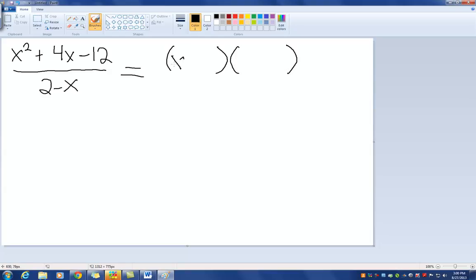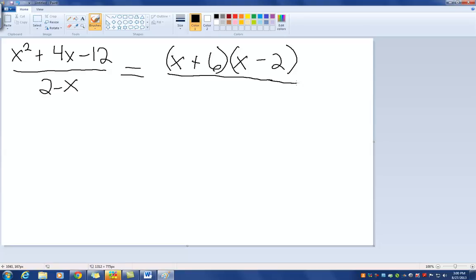The first terms have got to be x, and the lasts have got to multiply to give negative 12 and add to give positive 4. So I believe plus 6 and minus 2 fill the bill in that regard. Okay, so we have x plus 6, x minus 2 equals x squared minus 2x plus 6x, that's 4x minus 12. So we're good up there.